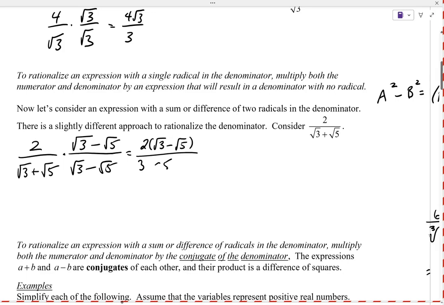Notice the format we have here. It's a plus b times a minus b gives us a squared minus b squared. So it makes the radicals go away on bottom. Now let's simplify it a little bit. 3 minus 5 is negative 2.